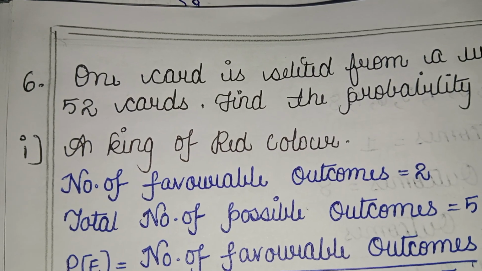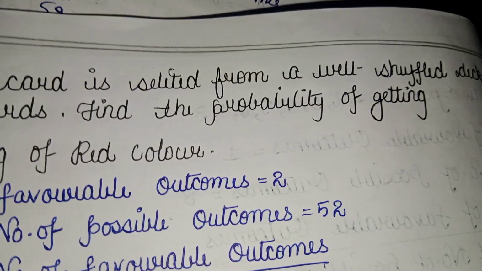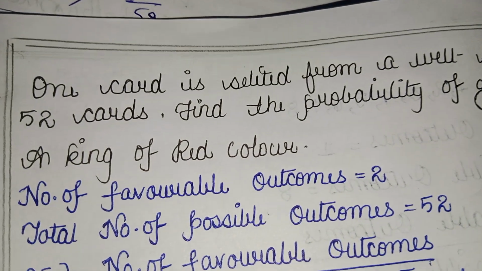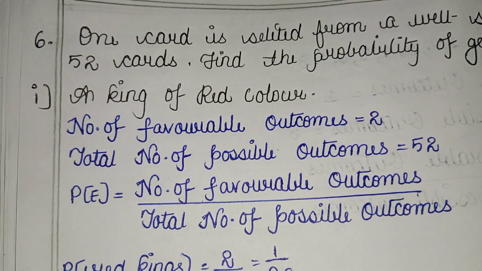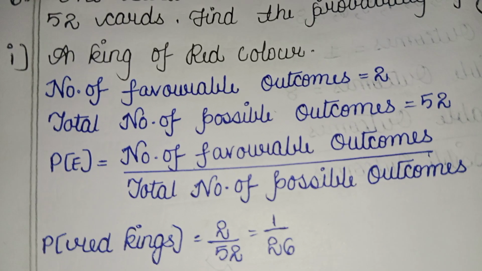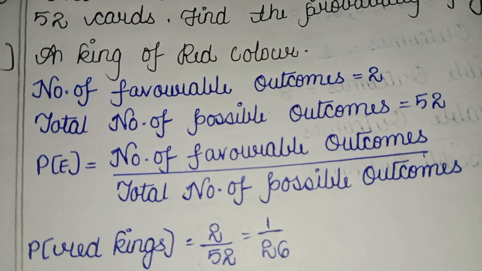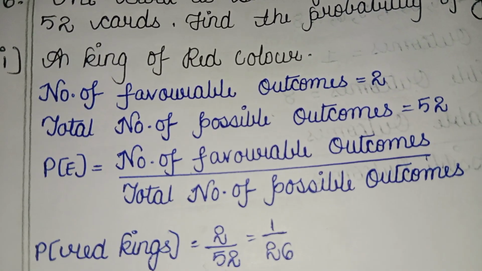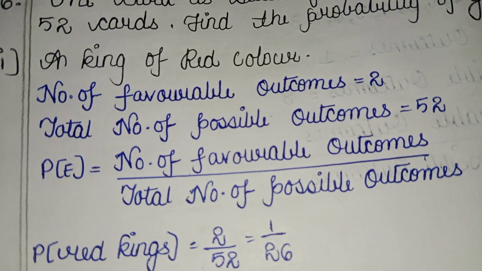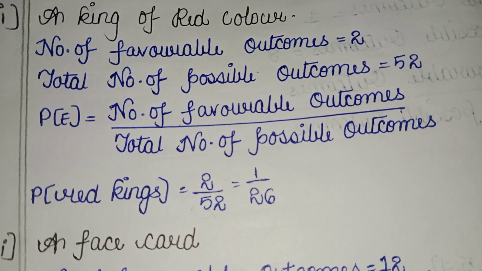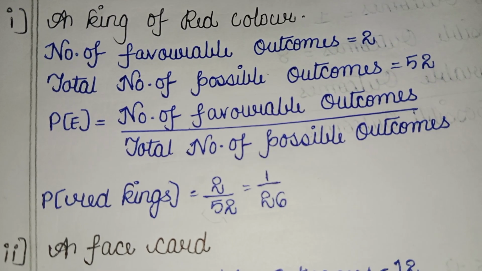Sixth question. One card is selected from a well shuffled deck of 52 cards. Find the probability of getting question number 1, a king of red color. How many red color kings are there? Already we have discussed about this topic. Favorable outcomes is equal to 2 red kings. Total possible outcomes is equal to 52 cards. P of red kings is equal to 2 by 52, which is 1 by 26.